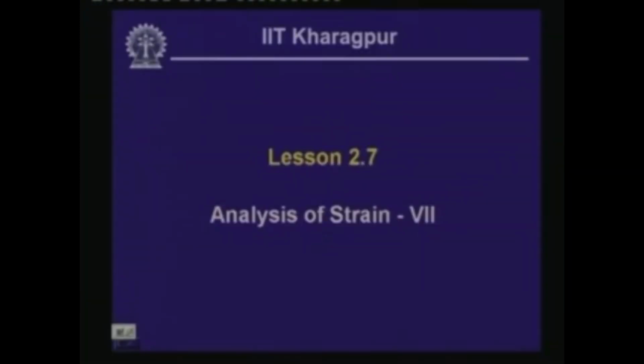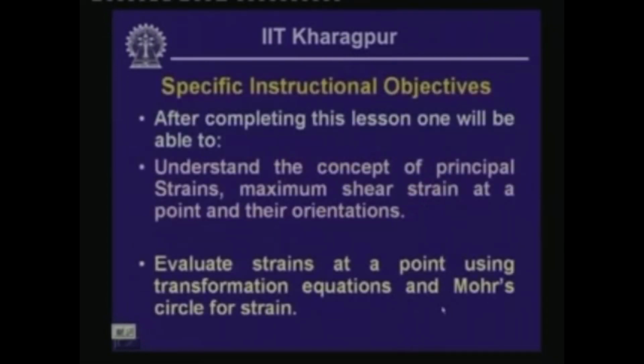Welcome to the 7th lesson of module 2 of the course on strength of materials, and this lesson is on analysis of strain, part 7. In the previous lesson on analysis of strain, we had looked into some aspects of evaluating strain at a particular point at a different orientation. If we have an axis system oriented differently from the rectangular axis system, then how do you compute the strains with reference to that axis system.